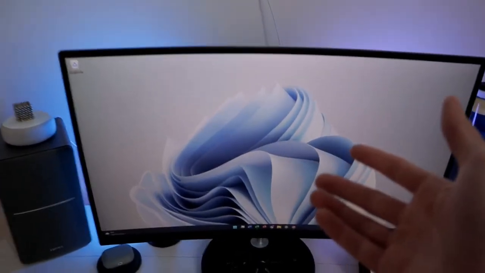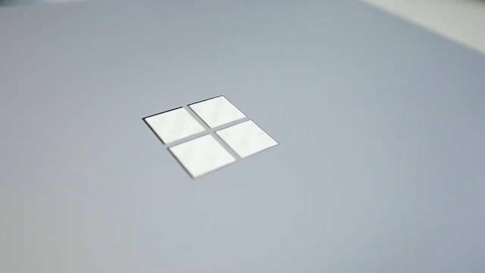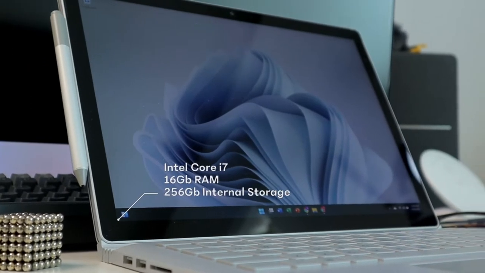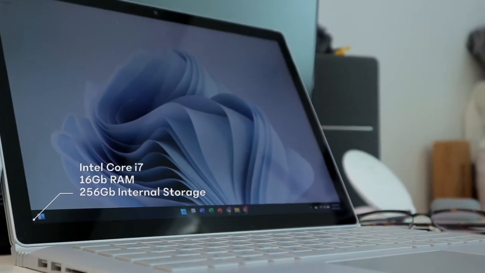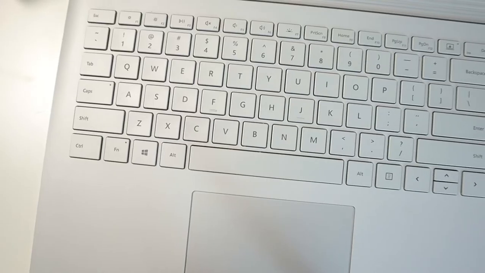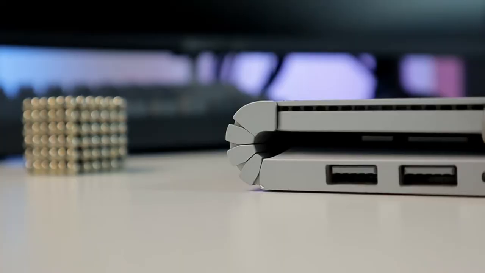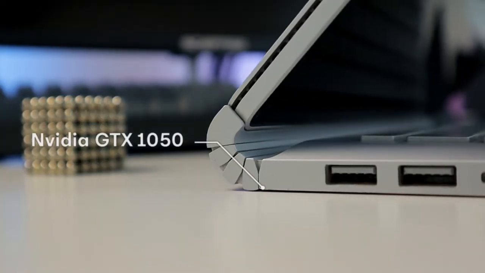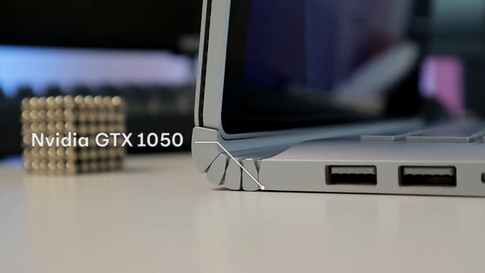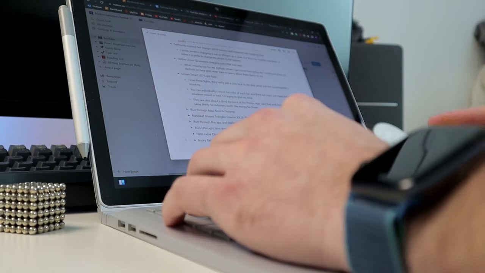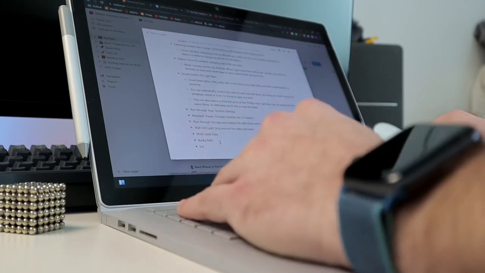And so powering this display right behind it is my personal laptop, the Microsoft Surface Book 2. So this has been a great laptop for me. I got the configuration with the i7 processor, 16 gigs of RAM, 256 gigabytes of internal storage. And the reason why I went with this laptop instead of like, let's say, a MacBook is because it has its own internal GPU and it's rocking the NVIDIA GTX 1050. And so I just figured that this would be great for engineering applications and softwares that I'd have to use, such as SolidWorks, MATLAB, or AutoCAD.